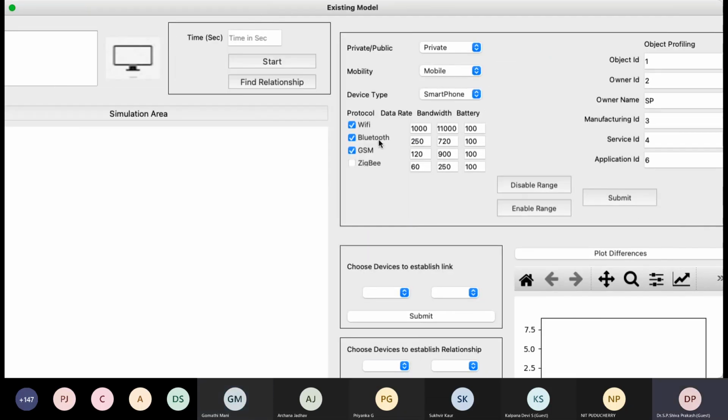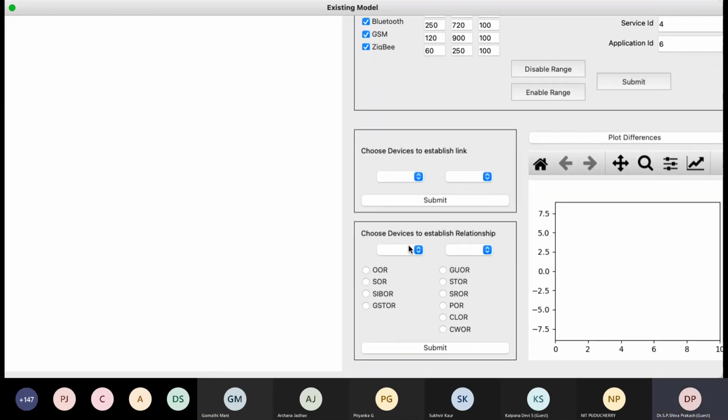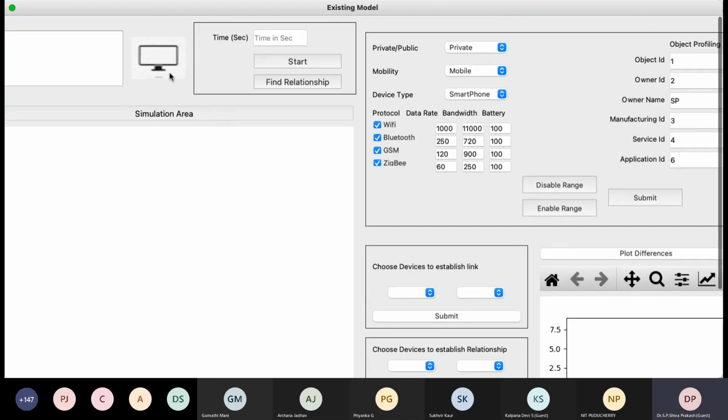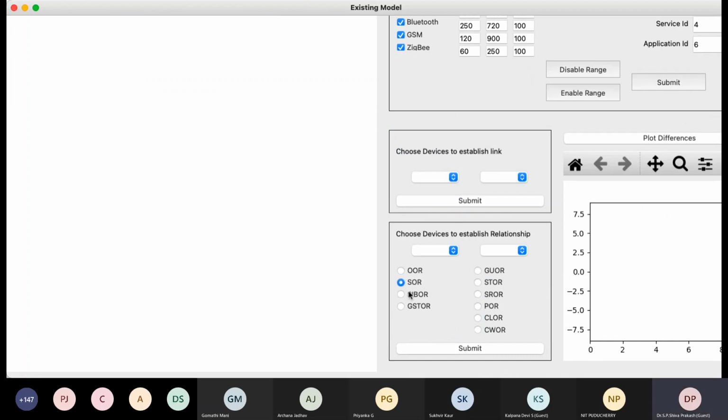Okay, here we can fix the size, I mean the range, the initial battery capacity for each thing. And once we start adding those devices, we have to establish those relationships, whether it is SO or GO.